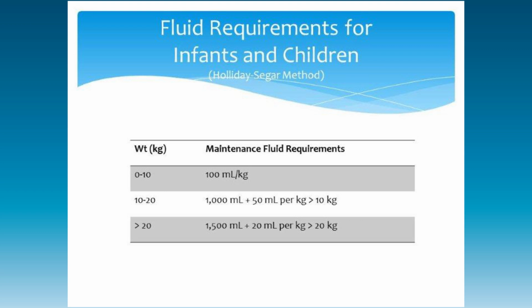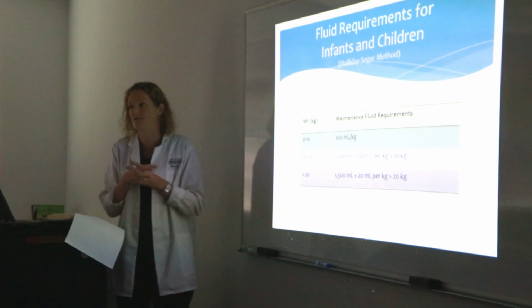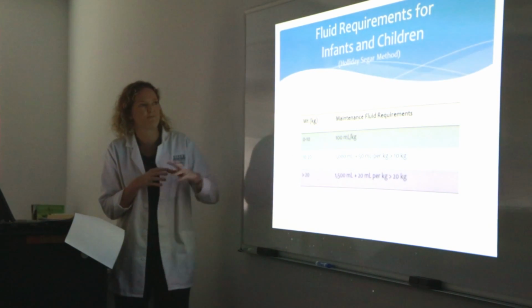For fluid needs, we usually use the Holliday-Segar method for calculating fluid requirements. So just based on their weight in kilograms, not pounds, kilograms. So for 0 to 10 kilograms, they're going to get 100 milliliters per kilogram. So again, very different than with adults, right? Adults is more like 30, 35 milliliters per kilogram. This is 3 times as much, so very different.